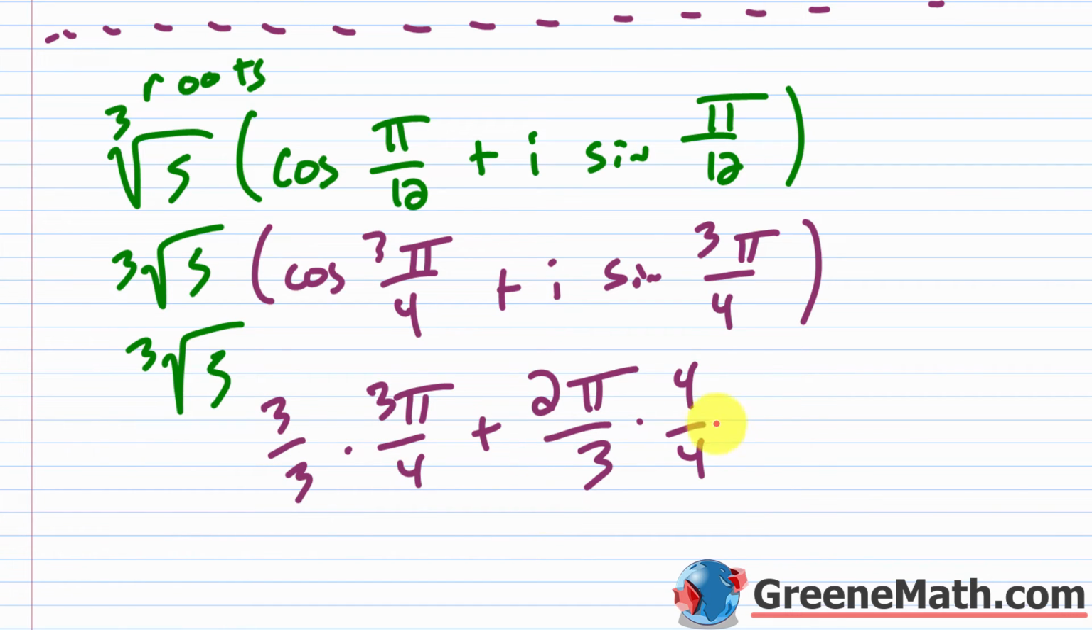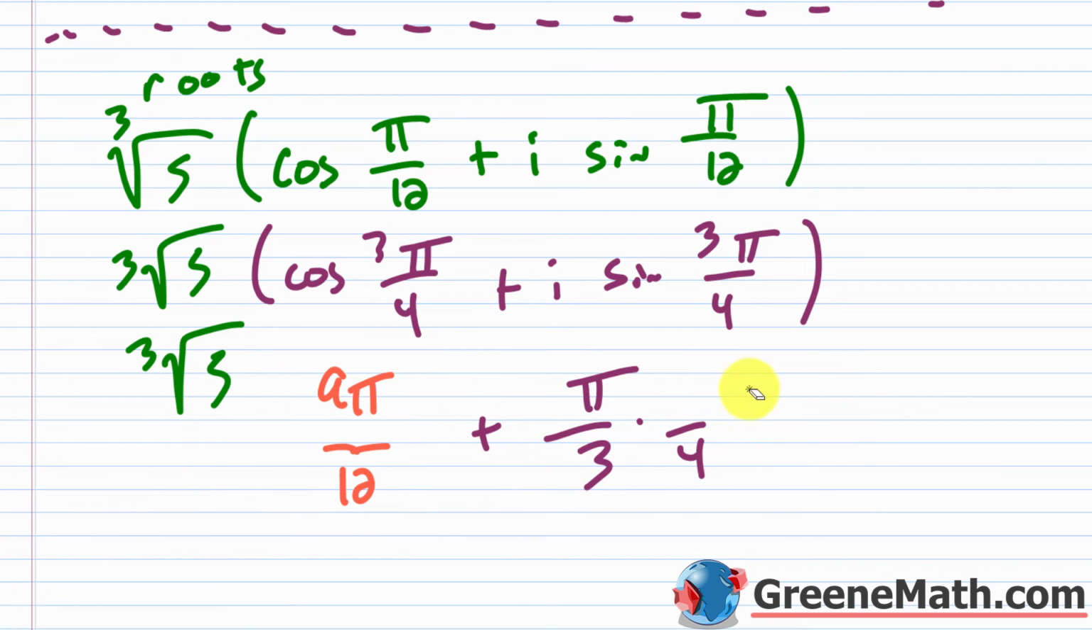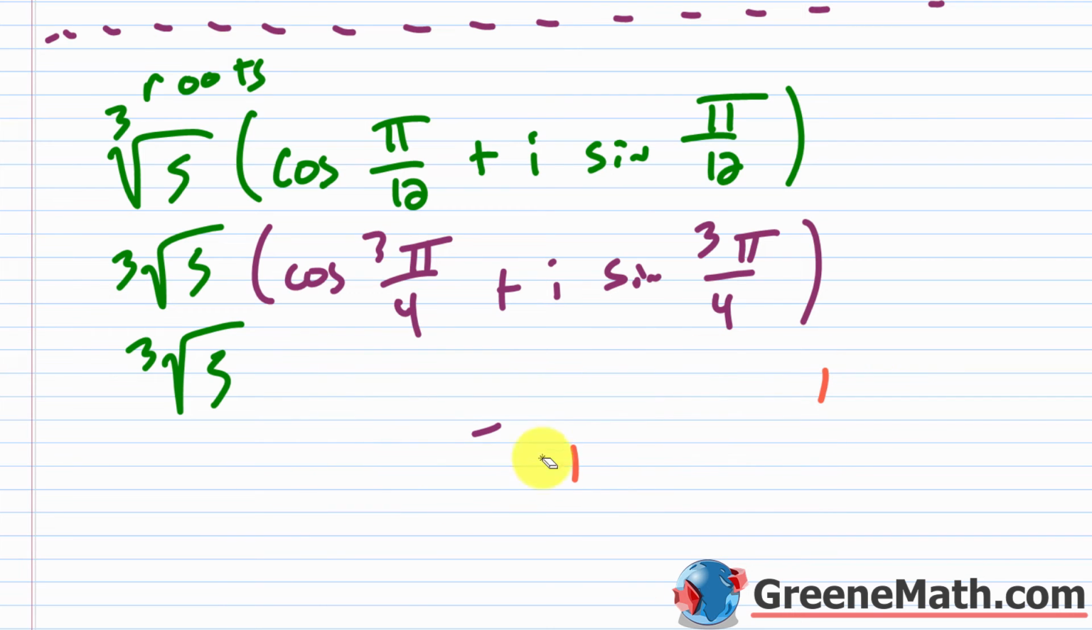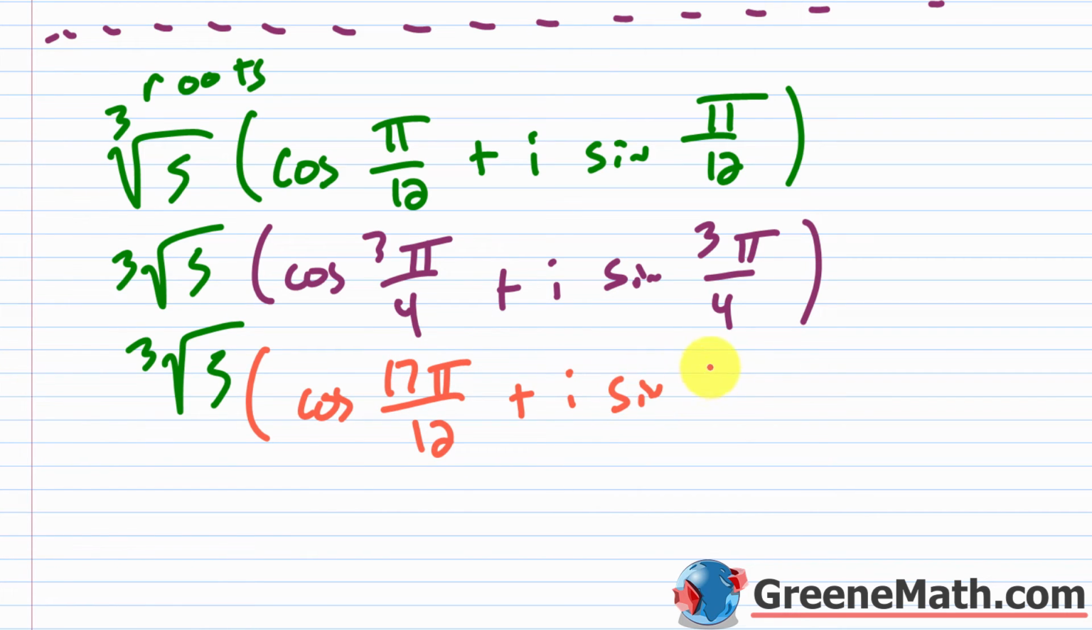So let's go ahead and say that this is going to be 9 pi over 12. Then plus, this would be 8 pi over 12. So this would be 17 pi over 12. So let me get rid of this and just say that this right here would be the cosine of 17 pi over 12 plus i times the sine of 17 pi over 12.